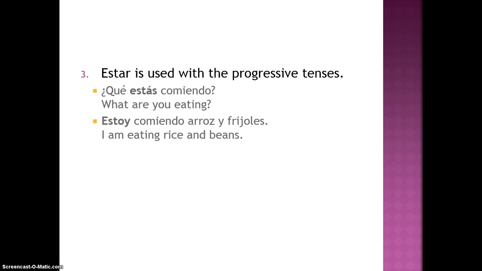Estar is also used with the progressive tense. ¿Qué estás comiendo? The progressive tense is when we use estar plus the verb that ends in ando or yendo. We're going to go over this in more detail, so if you're confused on that, don't fret, okay, because we're going to go over it in class, but hopefully you recognize it at least a little bit.